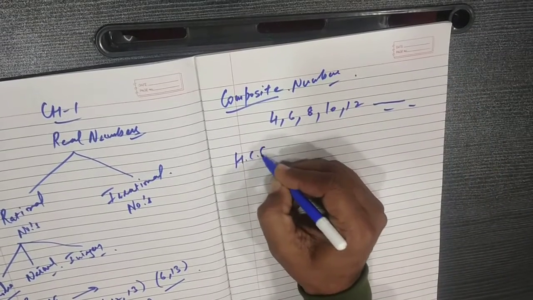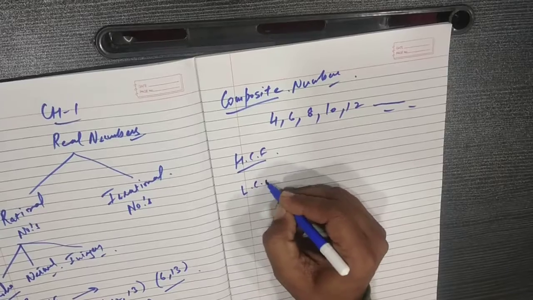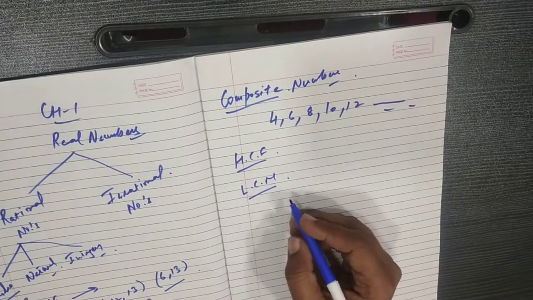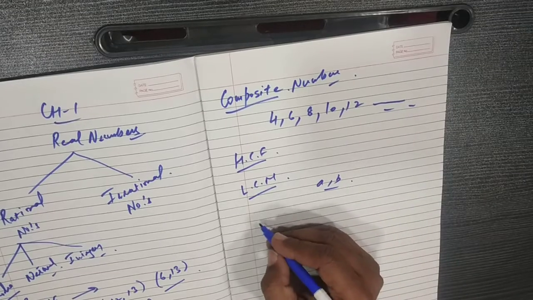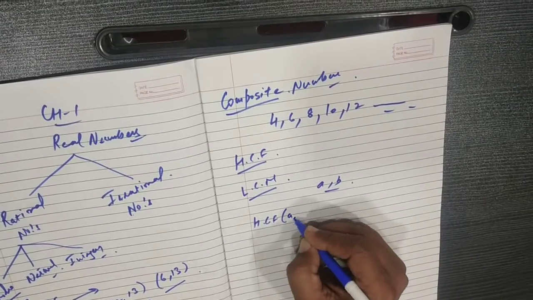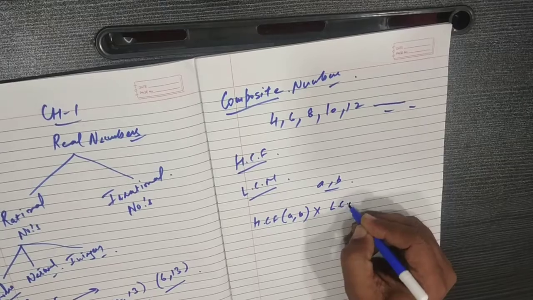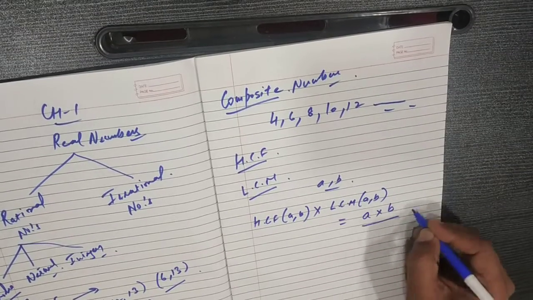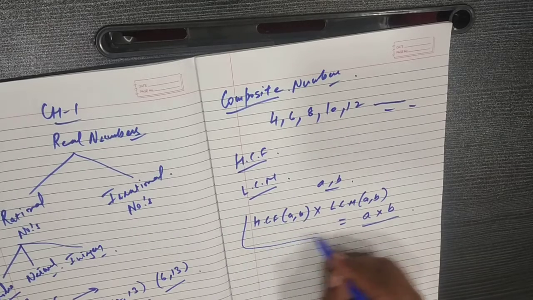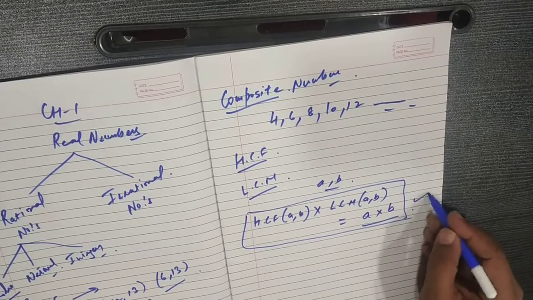You know about HCF, highest common factor. You know about LCM, least common multiple. Suppose I take any two numbers A and B. I take the HCF of A and B, multiply LCM of A and B. That must be equal to the product of A and B for any two natural numbers. This rule is to be followed and to be known to you.